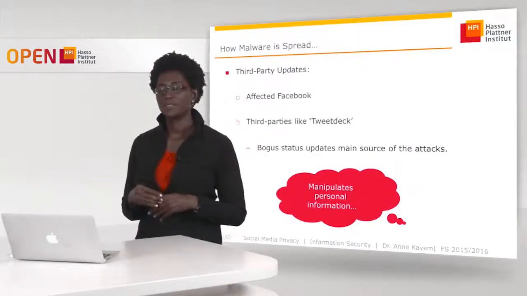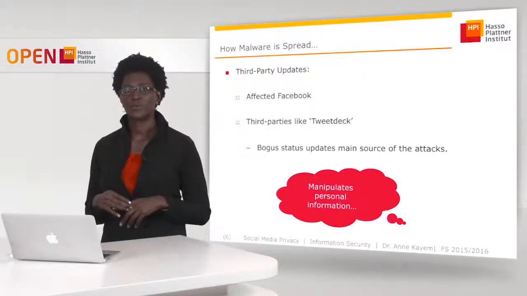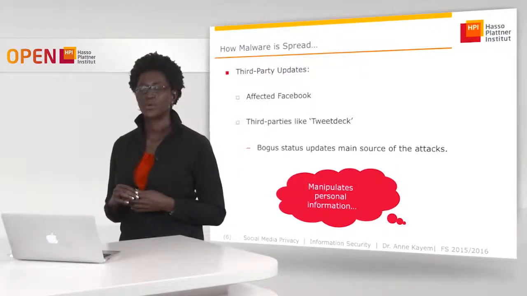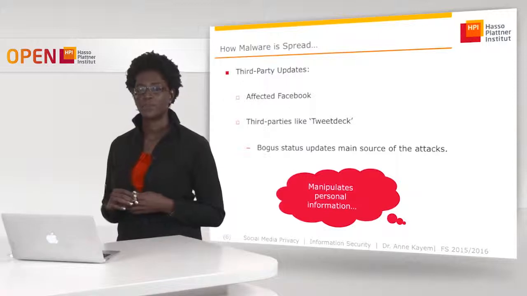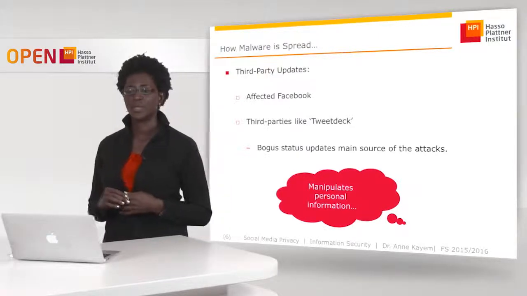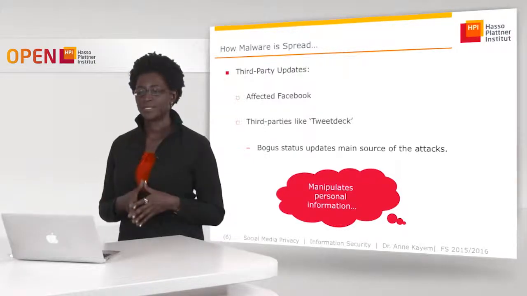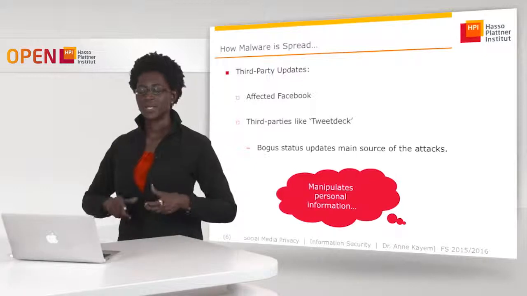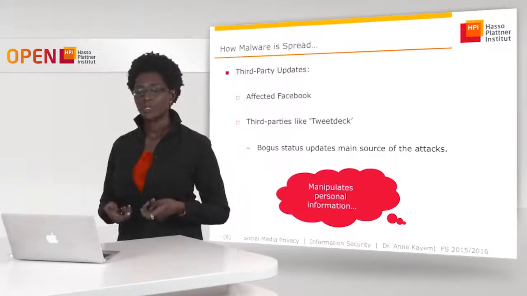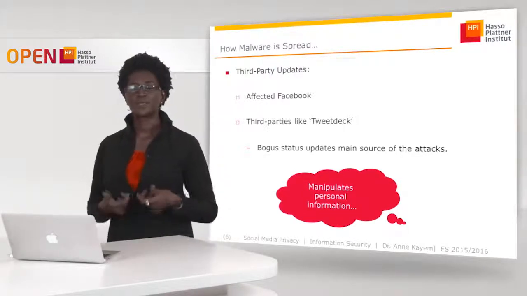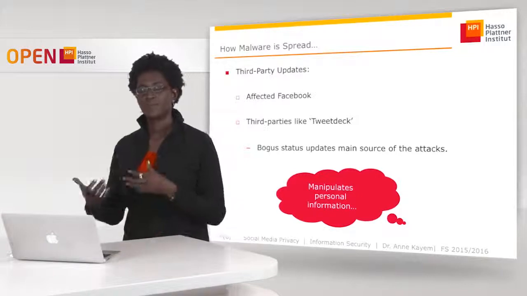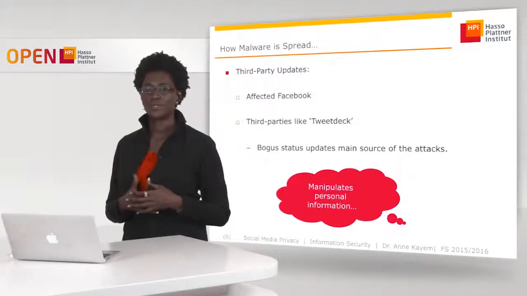There are other ways that malware is spread. For example, through third-party updates, or third parties like Twitter or TweetDeck that encourage users to provide status updates. So, for example, status updates that tell the adversary where you are located.